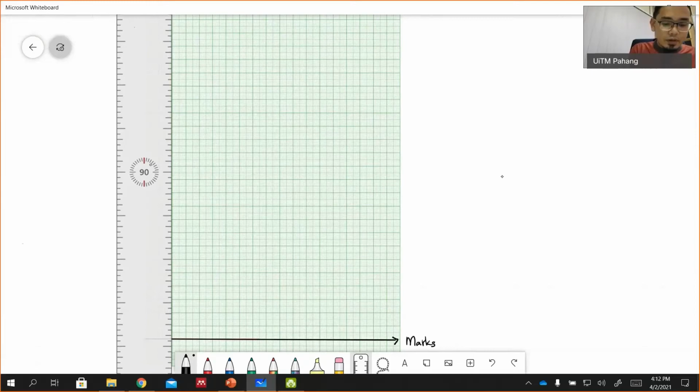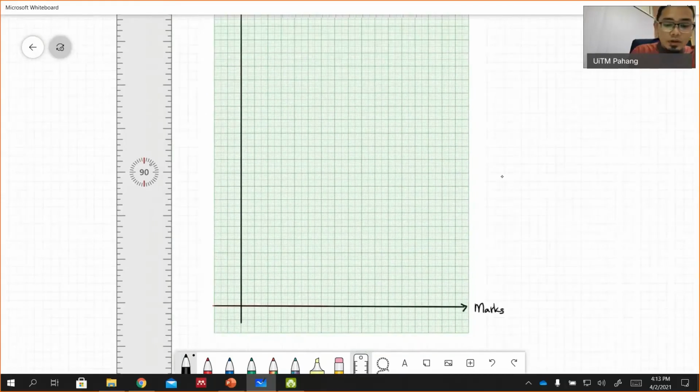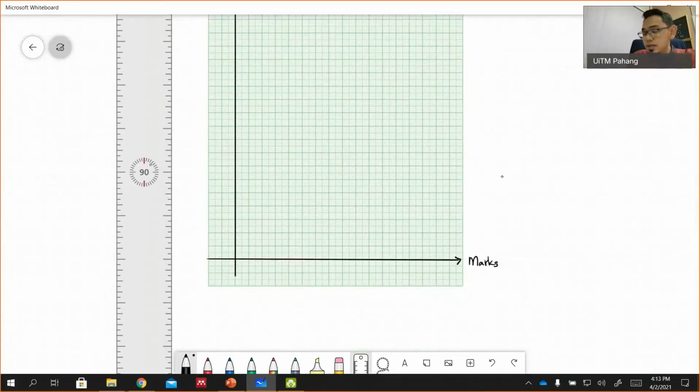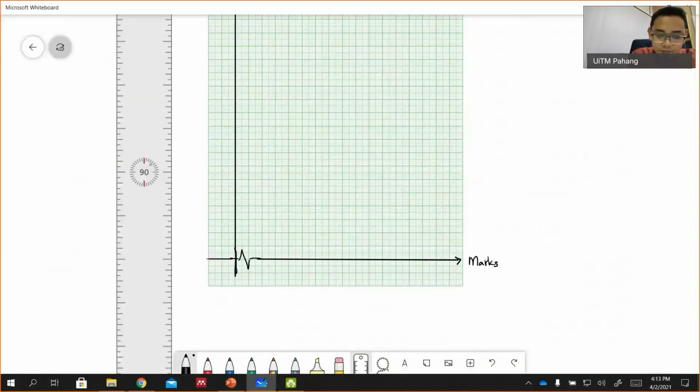The number of students, but actually it will be represented by the upper boundaries. So maybe you can write number of students. That one is marks and that one is number of students. Because we are skipping some data here, we have to write this zigzag. From 0, we directly jump to the first one, which is 29.5. After 29.5 would be 39.5 and so on.